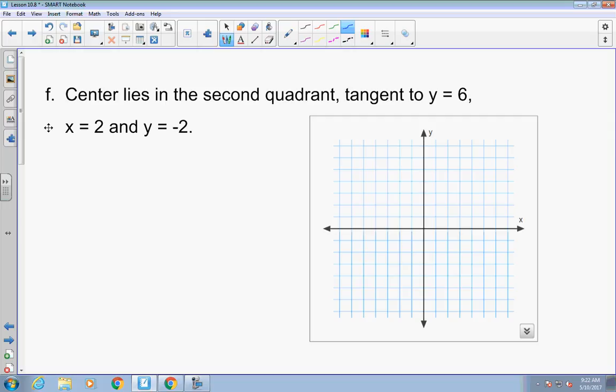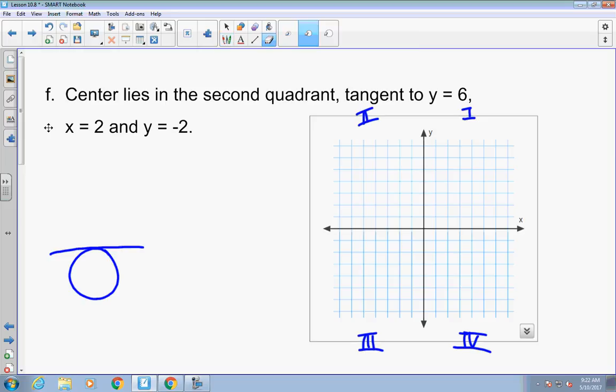Top right, top left. This is first, this is second, this is third, and that is fourth. Okay, so it's over here. Now it says that my circle is tangent to these different lines. Remember, when you've got a circle tangent to a line, the line just skims along the outside and touches at one point. So the first thing I'm going to do is graph these 3 lines, and figure out where my circle goes.